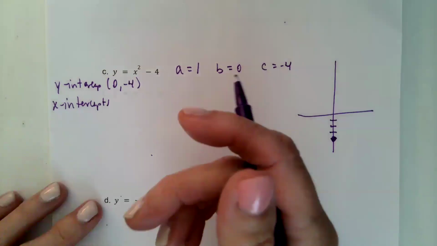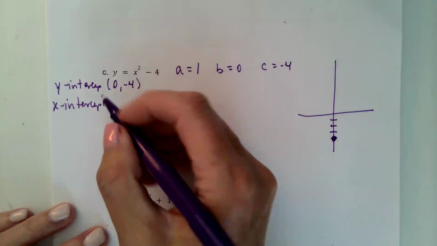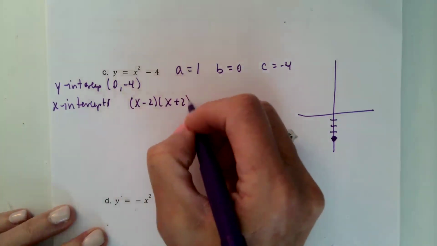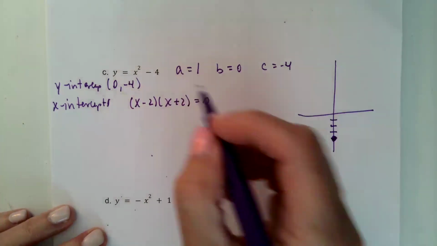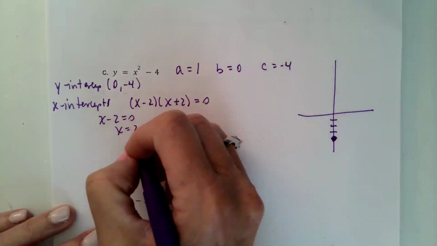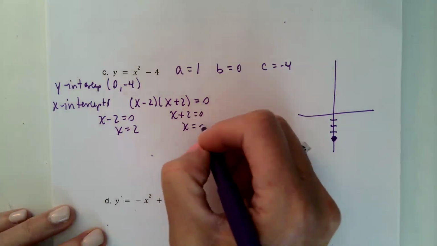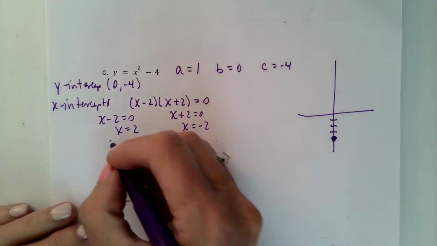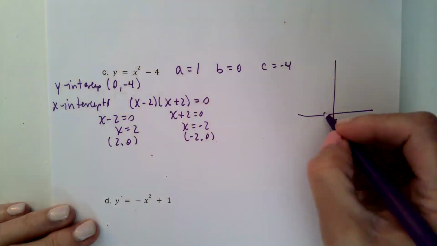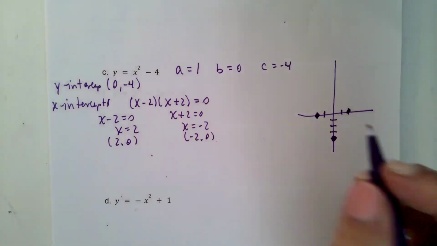my goal is to factor first. That's always the easiest if I can. And this x squared minus 4 is a difference of squares, so it factors into the conjugates of x minus 2, x plus 2 equals 0. And so x minus 2 equals 0 gives me an intercept of x equals 2. And the other one gives me an x-intercept at a negative 2. So (2, 0) and (negative 2, 0). So here's 1, and here's 1.